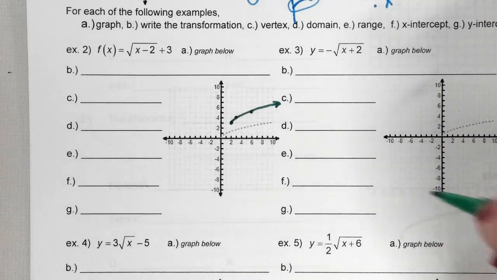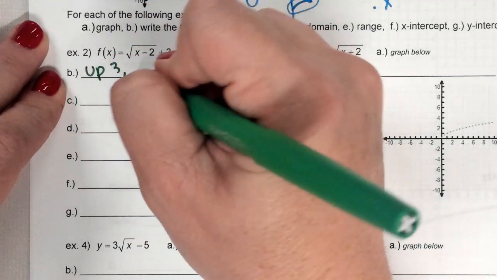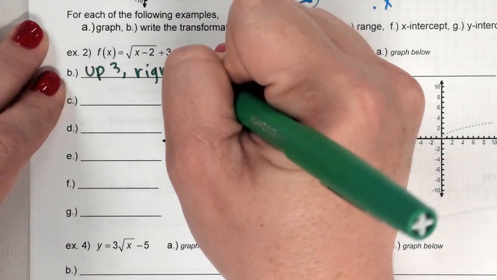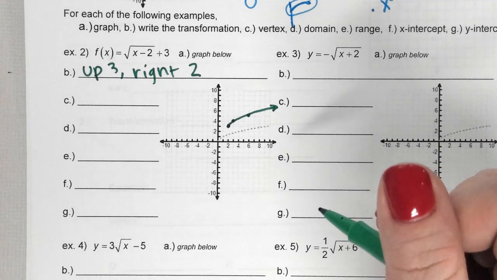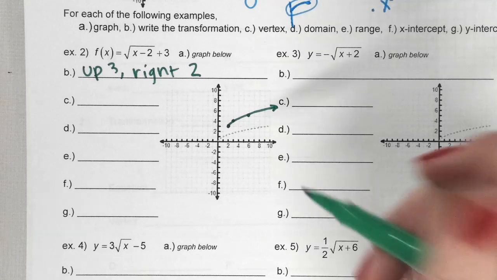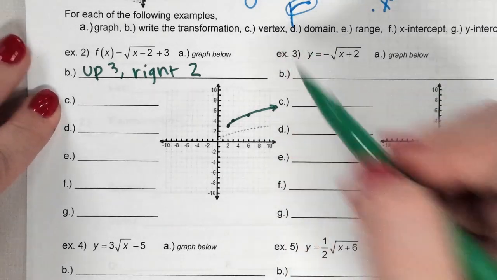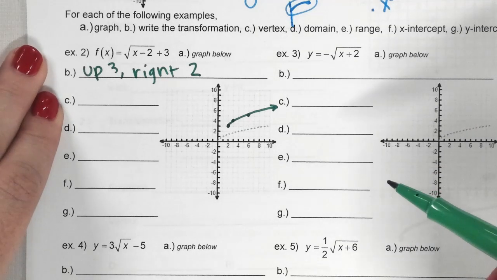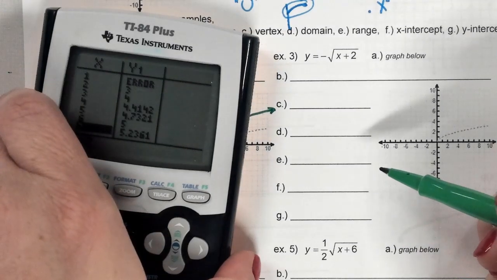So how did this one transform? Up 3, right 2. Could I have figured that out from the equation? Yeah. Did it compress? Did it expand? Did it reflect? No. This is it. So C stands for vertex. What's my vertex? What was the first point after error? 2, 3.